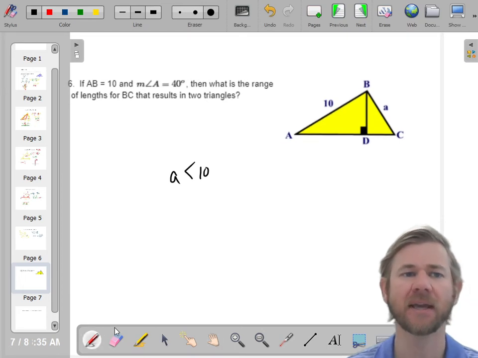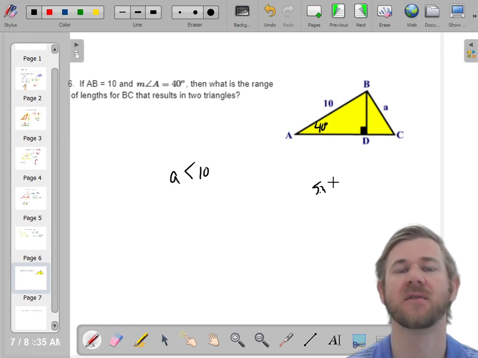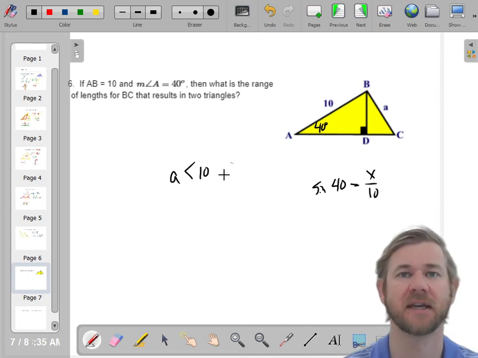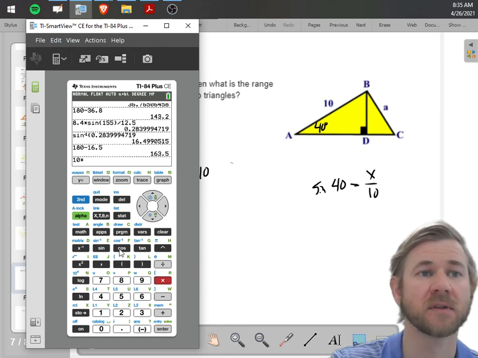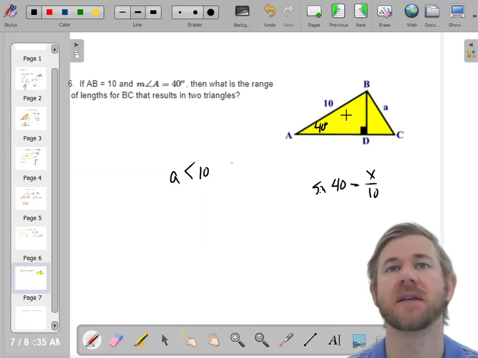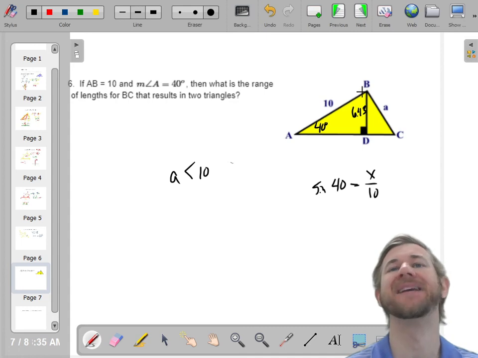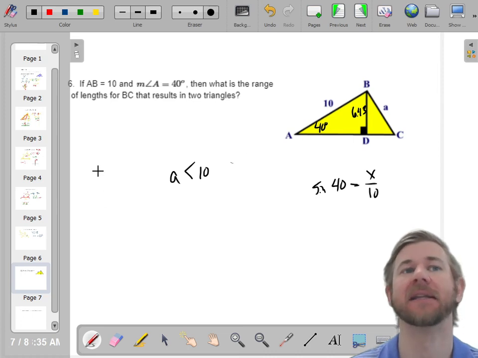But I could also figure out what this height would be, and if you know this is 40 degrees, let's figure out what the perfect altitude would be, so what BD would be. I'll say the sine of 40 is my x over 10, so multiply both sides by 10 to get x by itself. 10 times the sine of 40 is 6.43. So if you draw BD as 6.43, that would be a perfect altitude. So it's got to be at least 6.43 to be a triangle.